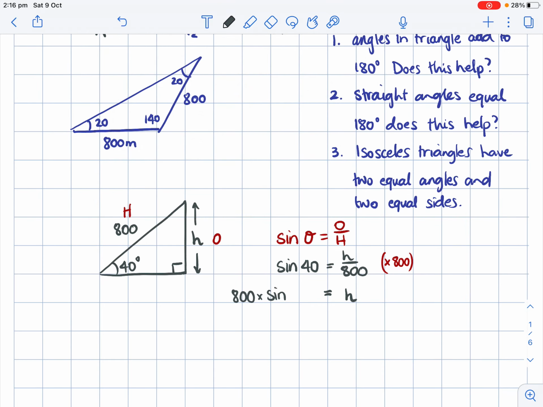800 times sine 40, and then break out your calculator. Obviously I'm not going to show this on the screen at the moment, I'm just doing it off to the side here, and I get 56.56.